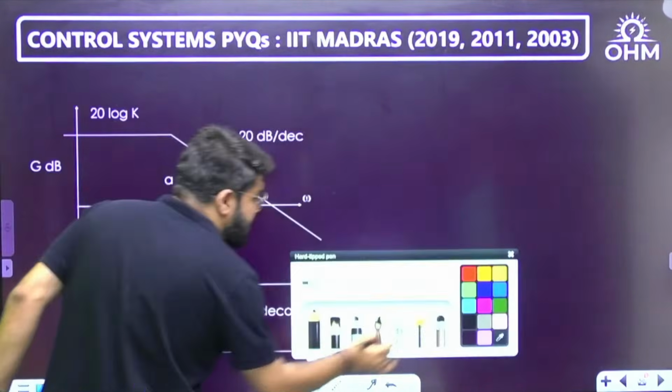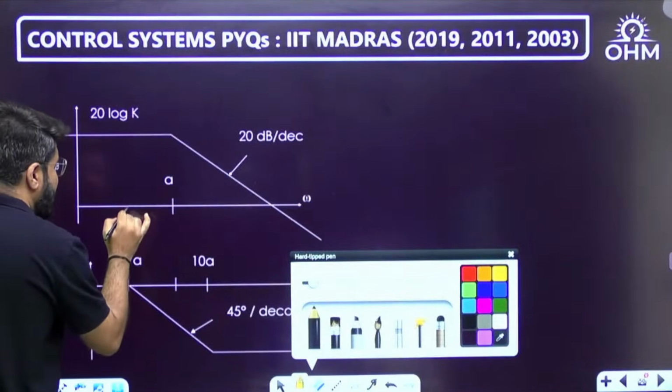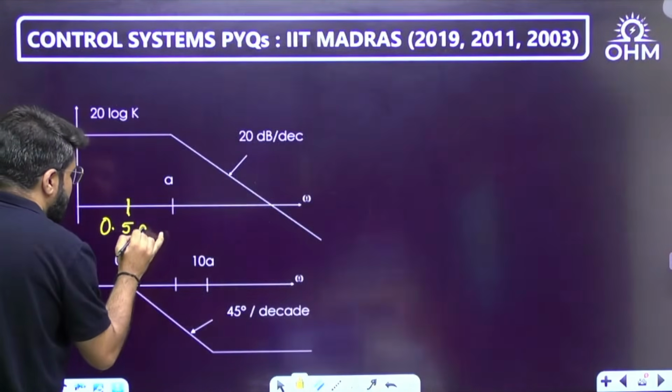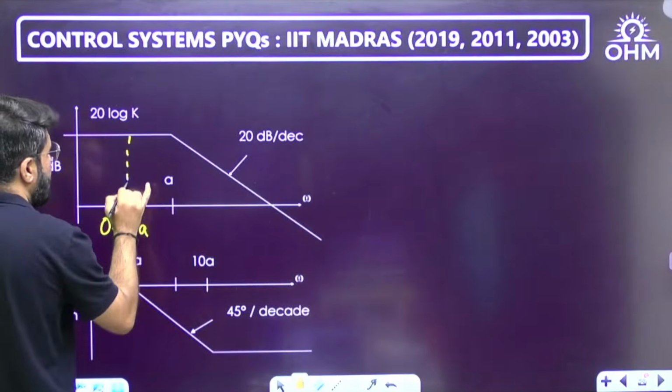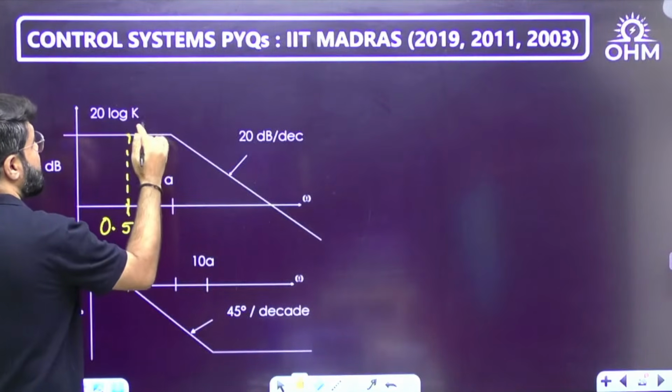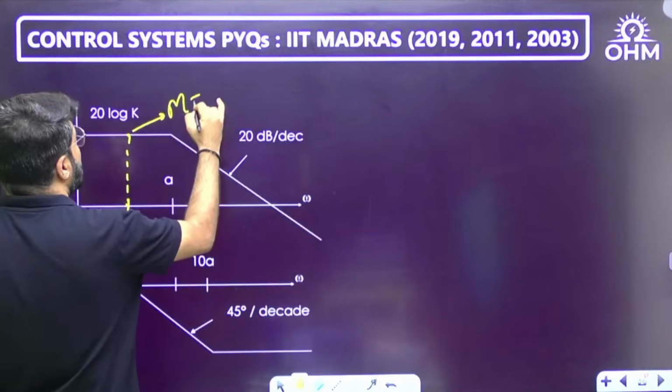This is simple here. 0.5a will definitely be below a. So what is the magnitude at 0.5a? Till a it is constant. So what is the magnitude here? 20 log K.